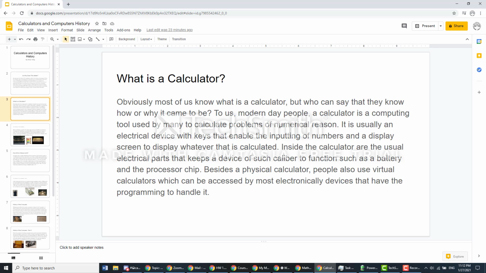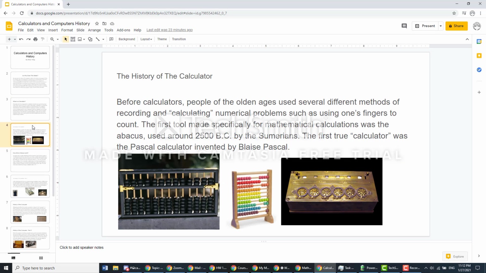Besides a physical calculator, there are also the virtual calculators that we use on our phone or on a computer or a laptop, but most require electronic devices to have. It wasn't always like this. The calculators weren't always made like that.